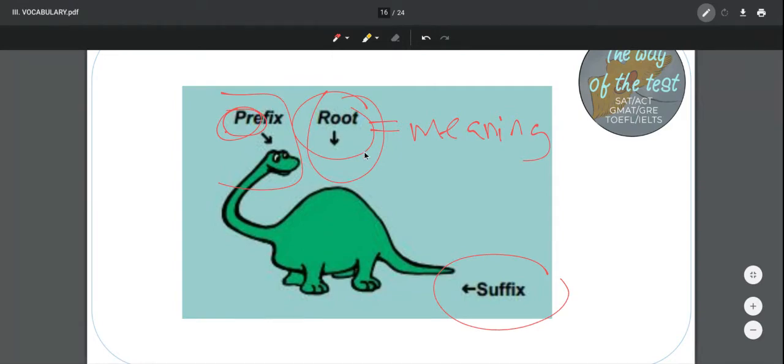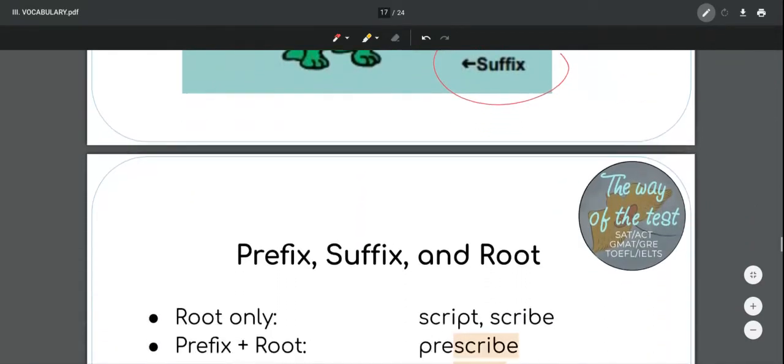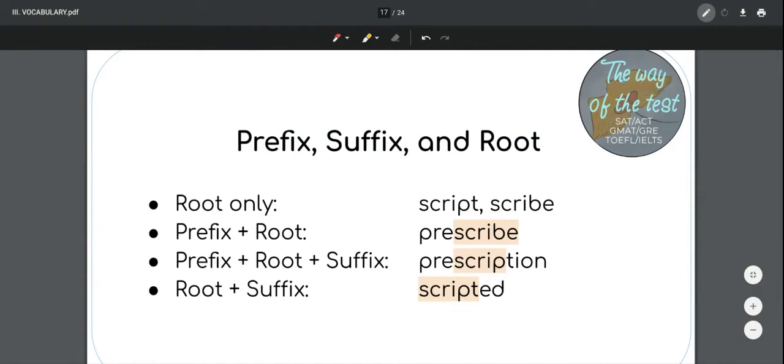Again, you can find more of this online. Basically, here I'm just giving you the crash course of how to analyze a word. So there are words that only have roots, that don't have prefixes and don't have suffixes. So they have script or scribe, for example. Then we have words that can have a prefix and a root. For example, the word prescribe. We have pre as a prefix and we have scribe, which is the root.